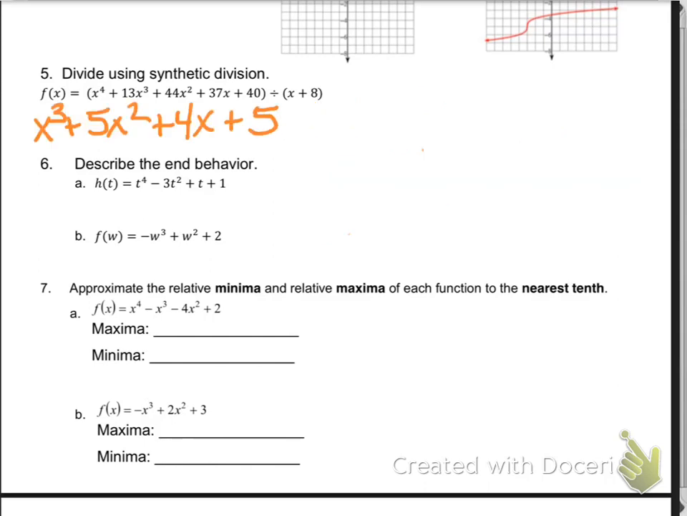Now let's pretend that there was a remainder. So let's say my remainder was 3. So remember then I would have plus 3 over x plus 8. Okay, keep that in mind.